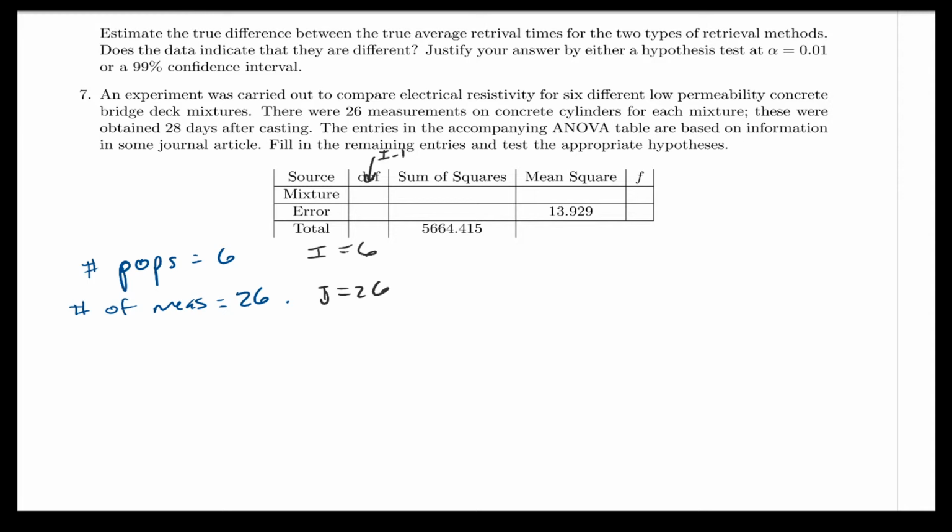Let's just say I minus 1, I times J minus 1. So put them in here, 5, and then 6 times 25 is 150, seems really large. Total is 155.